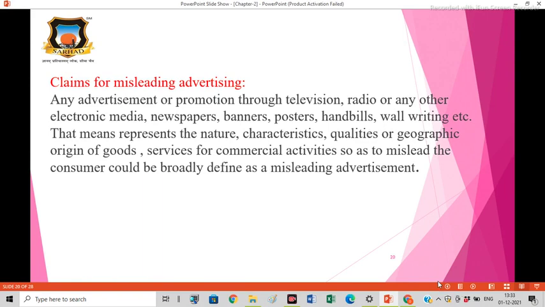See the next, the claims for misleading advertising. Any advertisement or promotion on television, radio or any other electronic media, newspapers, banners, posters, handbills, wall writing, etc. that misrepresents the nature, characteristics, qualities or geographic origin of goods or services for commercial activities so as to mislead the consumer could be broadly defined as a misleading advertisement. Advertising should give true and fair information to the customer.